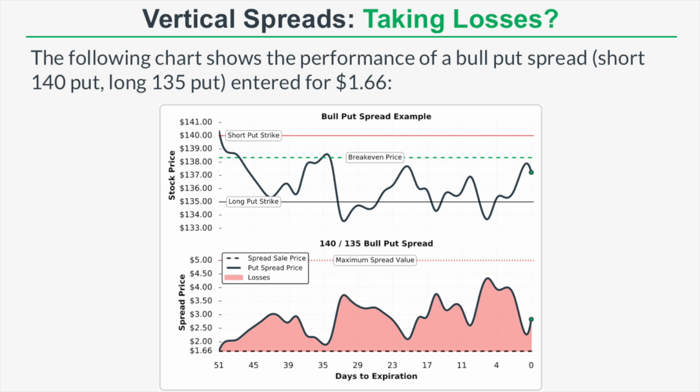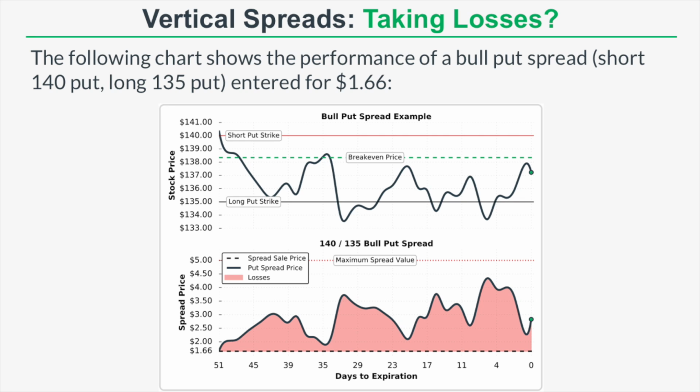Now in this chart, we're looking at the performance of a bull put spread, which is when you sell a put and then buy another put at a lower strike price. And in this case, we're looking at the 140-135 short put spread. So we're selling the 140 put and we're buying the 135 put, and we're selling the spread for a net credit of $1.66. Now since this spread is 5 points wide, the maximum value that this spread can reach is $5.